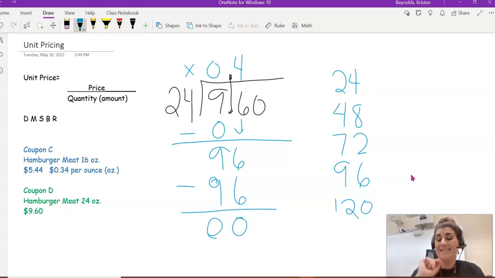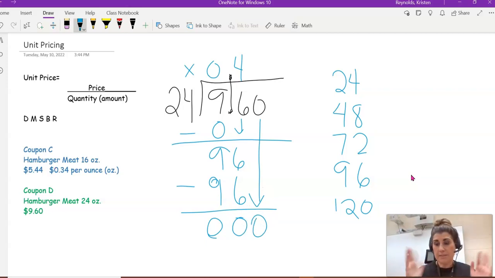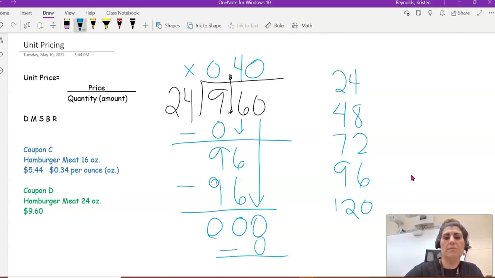Okay, now I still have another 0 I have to deal with, and I cannot leave it by itself. So I'm going to bring down the 0. However, how many times can 24 go into 0? None. Can't. So 0 goes into 24 0 times. So 0 minus 0 is 0.